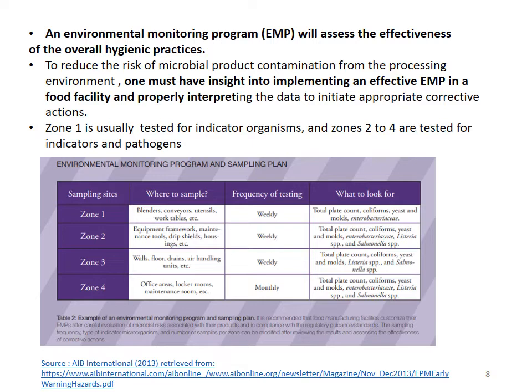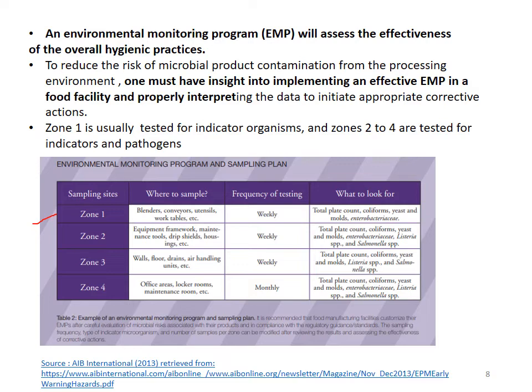EMP is usually applied to several zones in the food factory. Okay, for example, here you have zone 1, zone 2, zone 3 and zone 4. So zone 1 is the blenders, conveyors, utensils and work tables. Okay, zone 2 is the equipment framework, okay, drip shields, housings, related to the equipment. Okay, zone 3 is the wall, floor, drains, air handling unit, the facilities around the food production. And the fourth one is other facilities that are not directly involved with the food production, for example, office area, locker room and maintenance room.